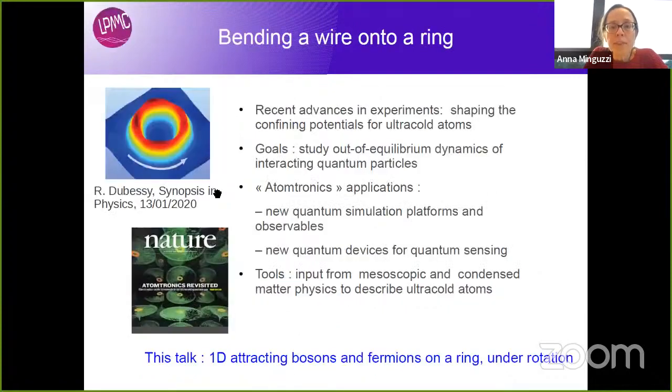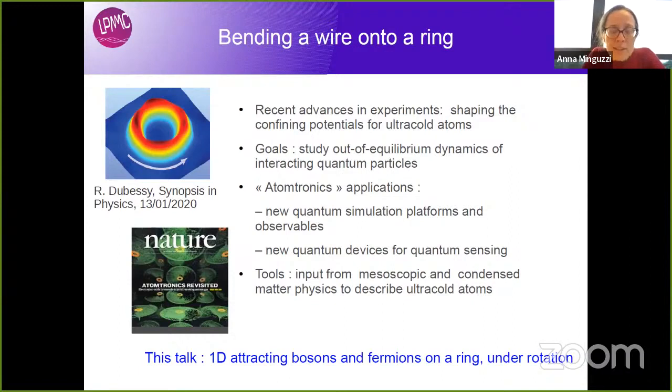So now, in particular, we are interested in the dynamics, and we are interested in what happens if I bend a 1D system onto a ring. That is, I consider a system with periodic boundary conditions. This geometry is not only very practical from the theoretical point of view, but it also corresponds to a very useful geometry when we want to study, for example, the effect of rotation on atoms.